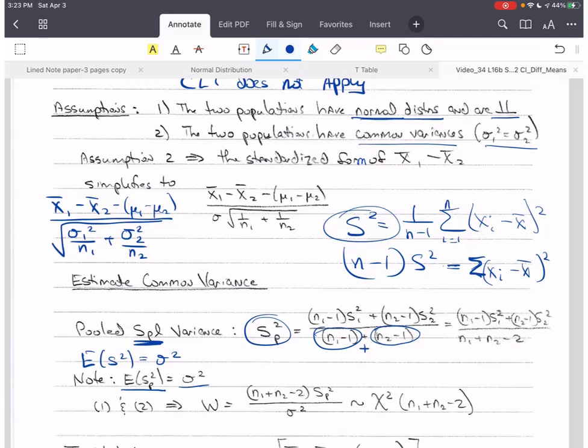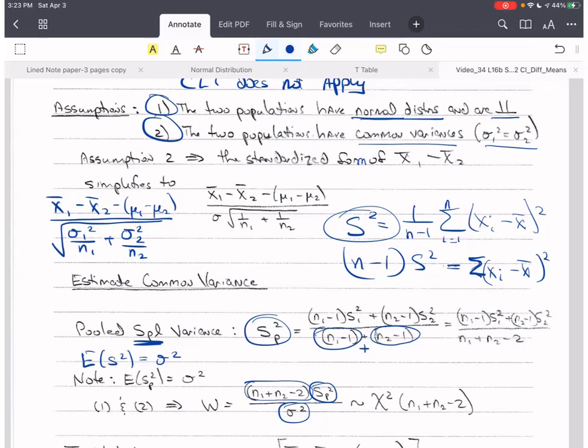Which is equal to sigma 1 squared, which is equal to sigma 2 squared. All right? So the overall variance, 1 and 2, I didn't label them. Yes, I did. 1 and 2 here imply that W, which is equal to n1 plus n2 minus 2 times s sub p squared over sigma squared, has a chi-squared distribution.